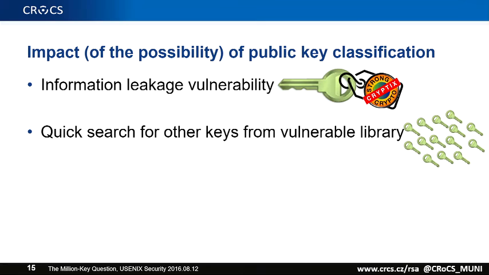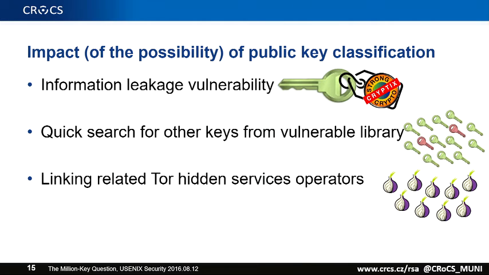Let's assume that some cryptographic library turns out to be vulnerable, and because of some implementation error, you can factorize its keys, but not for cheap. You need to do a lot of operations. Therefore, you can't just go through the whole TLS dataset, all internet web servers, and try to factorize them. But with this information leakage vulnerability, you can first search for the keys from this library and then factorize them afterwards.